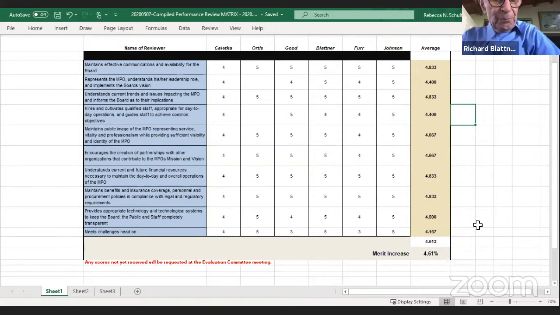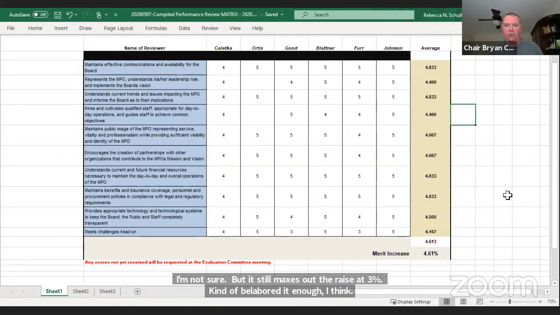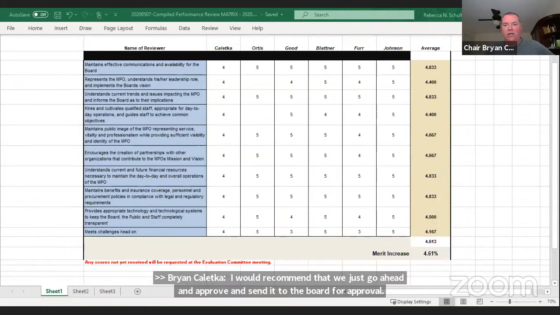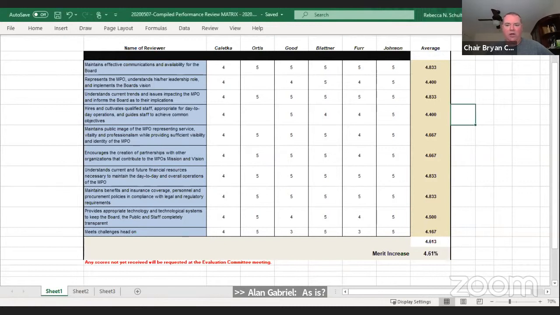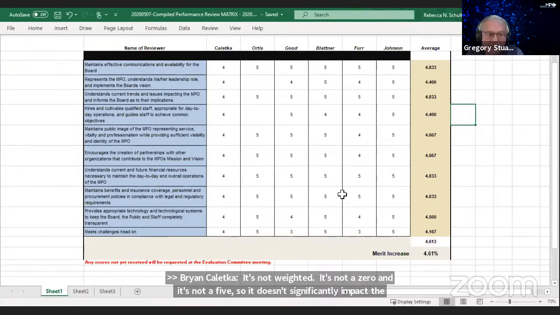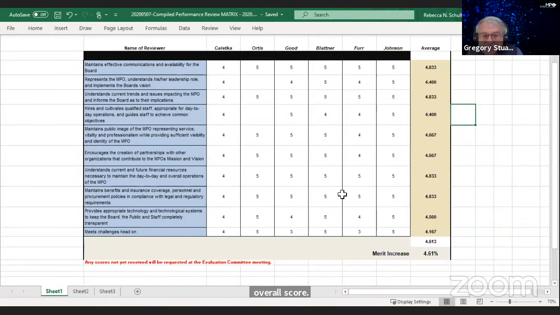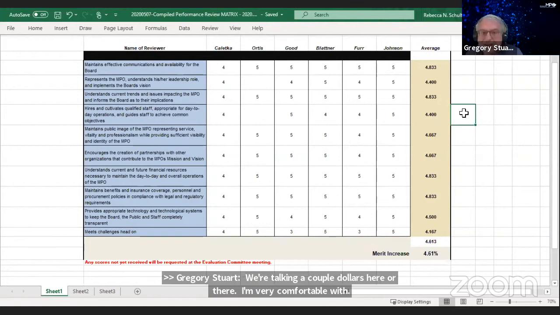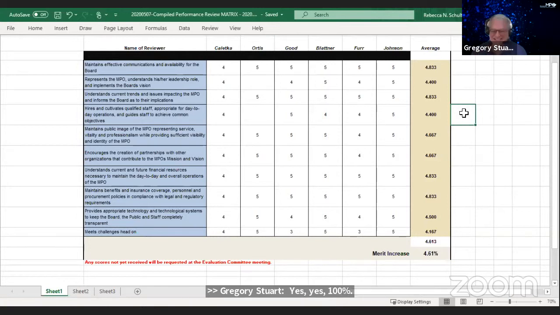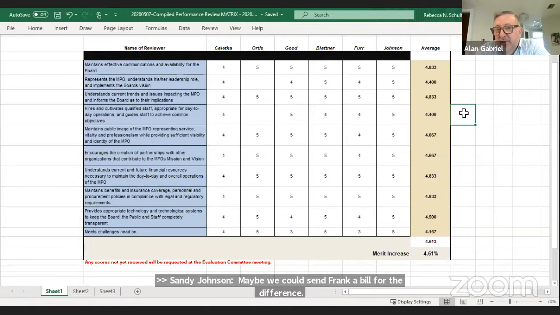I would recommend that we go ahead and just approve and send to the board for approval. As is, what you're recommending? As is. It's not weighted, so it's not a 0 and it's not a 5, so it doesn't significantly impact the overall score. We're talking a couple dollars here and there. I'm very comfortable with this, and I appreciate it. Are you 100% fine, Mr. Stewart? Yes, 100%. Maybe we could send Frank a bill for the difference. My suggestion is that you accept it as it is and proceed, because otherwise it looks like it has an opportunity to be modified after the fact.